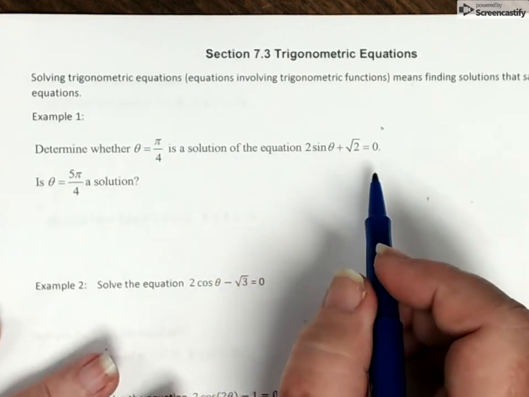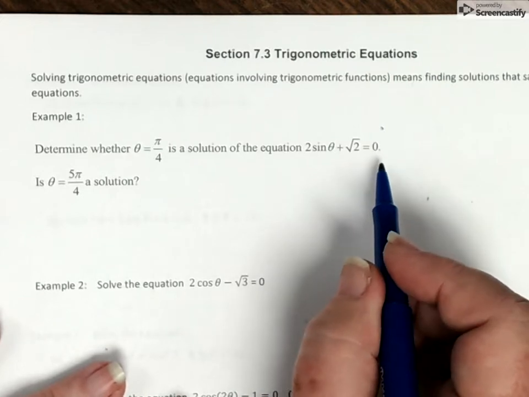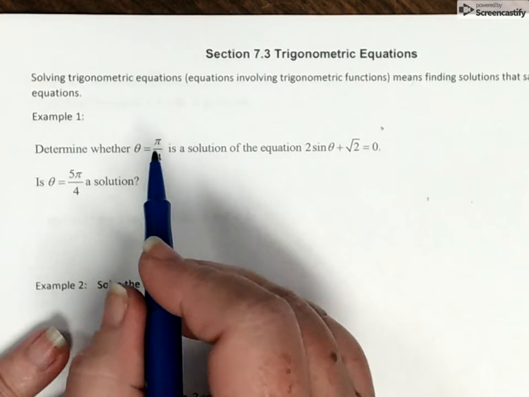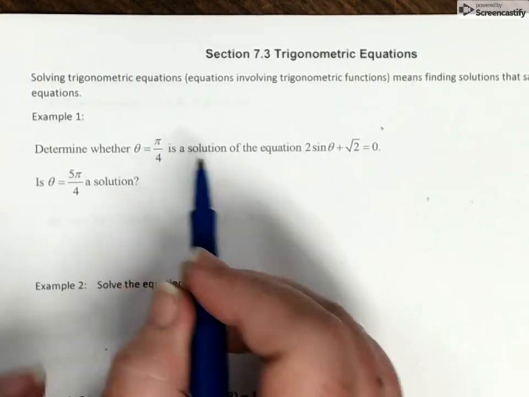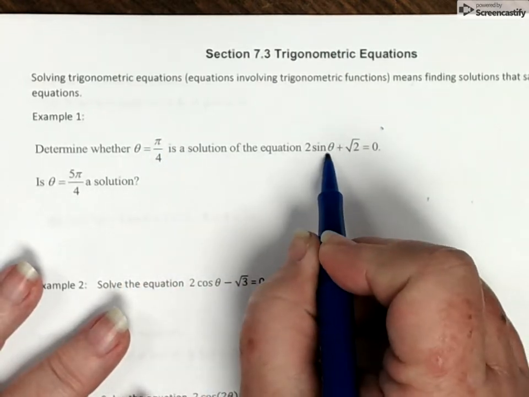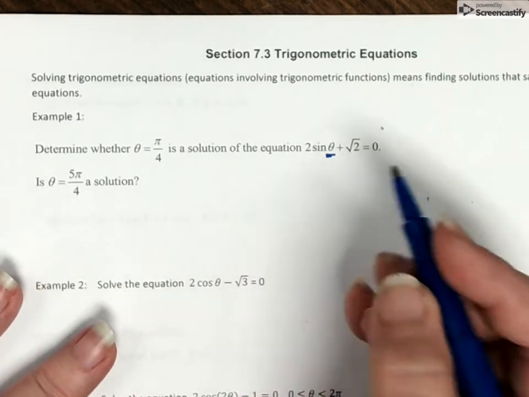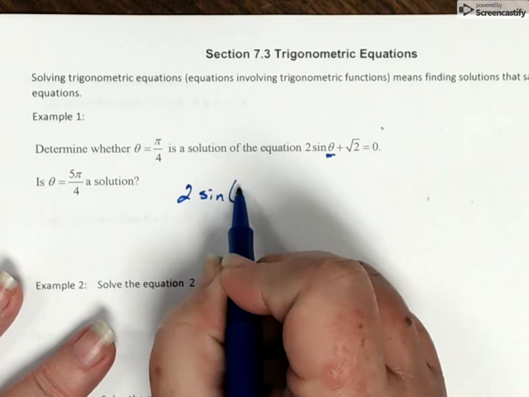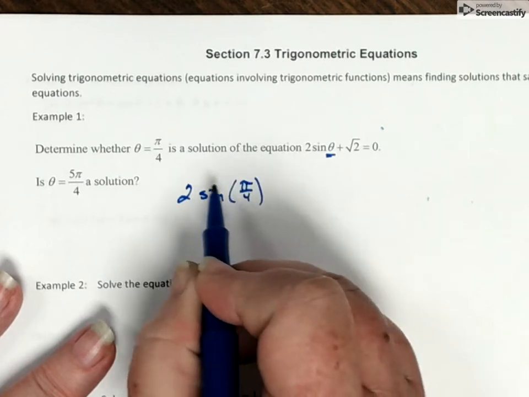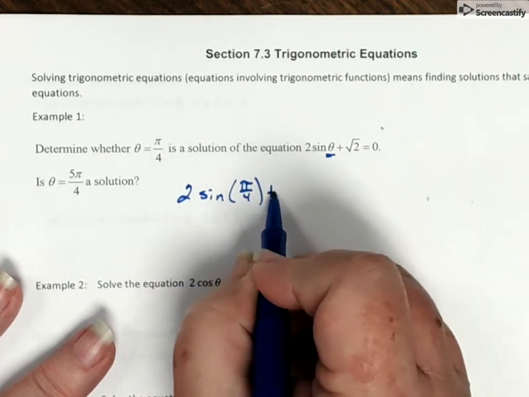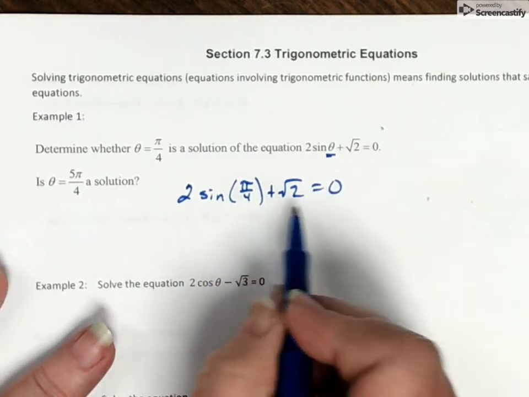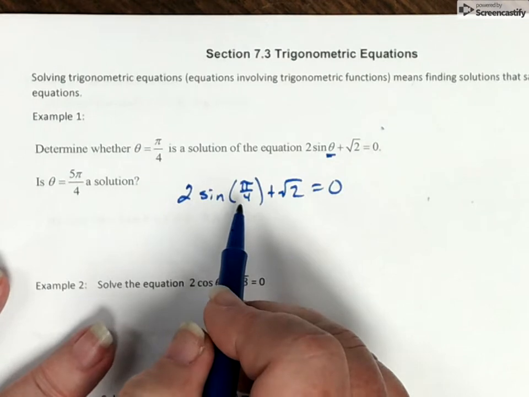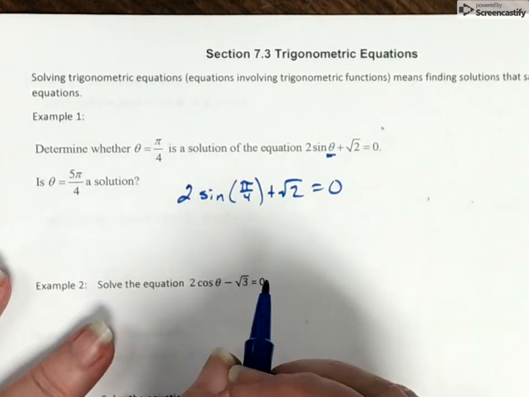You can solve it. The first method would be to solve it. The second method would be to plug in. So if I have a value that they've given me, let's plug that in for theta in the equation. In other words, I'm going to write 2 sine of pi over 4, because I've plugged in for theta, plus root 2 equals 0. Now, if this makes a true statement, then this is a solution to the problem. If it doesn't make the statement true, then this is not a solution.